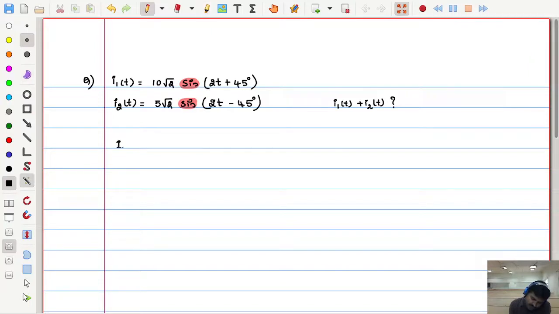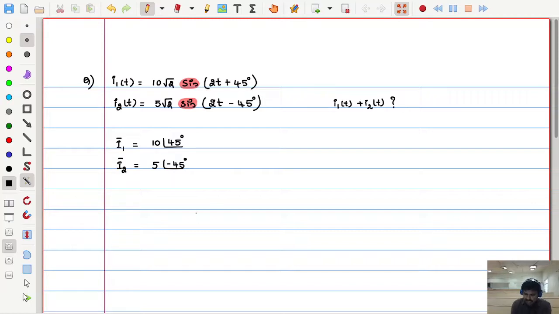So I can make I1 bar like this. 10 root 2 by root 2, that is 10 at an angle of 45. This is the I1 corresponding current in phasor form. What about I2? I2 bar is equal to 5 root 2 by root 2, which is equal to 5 at an angle of minus 45.